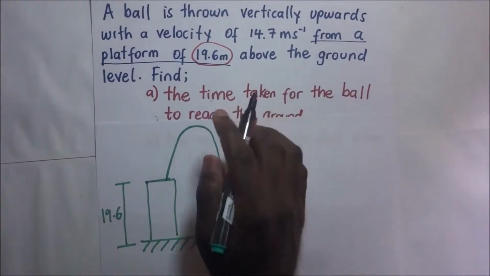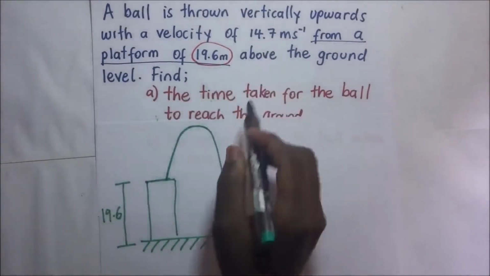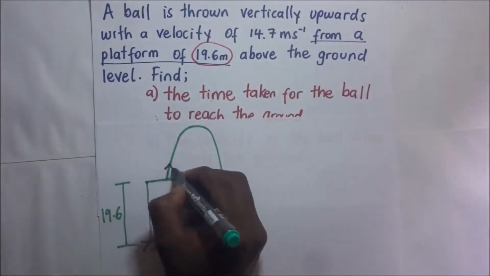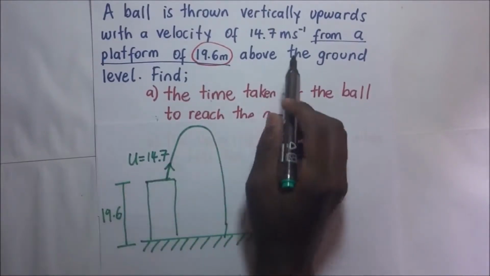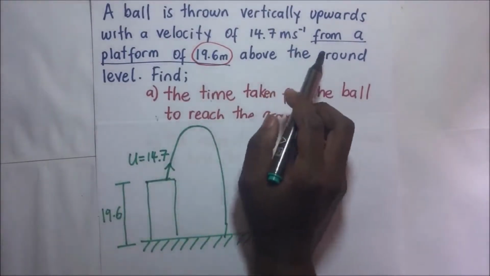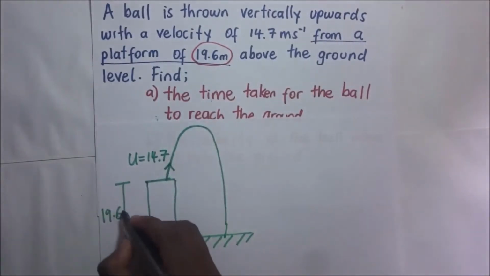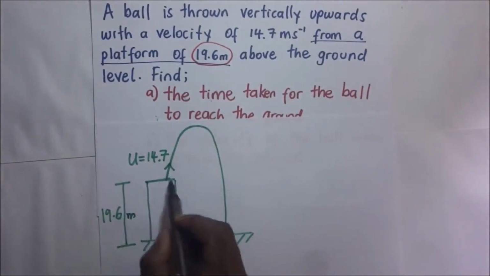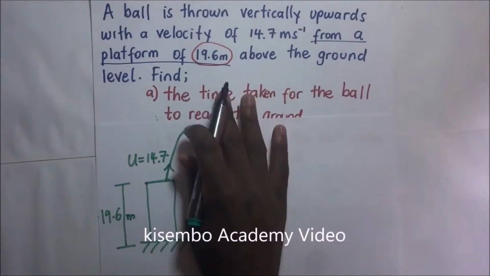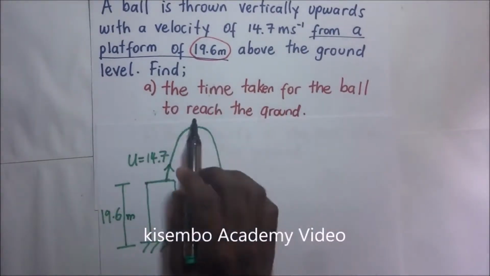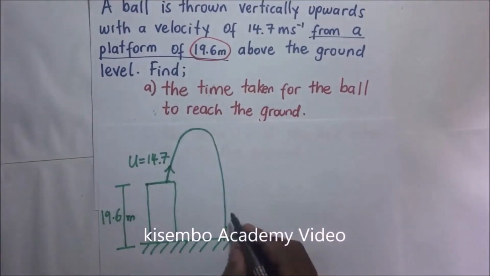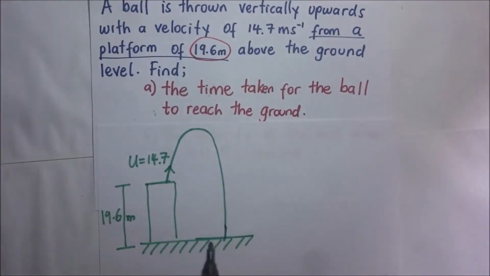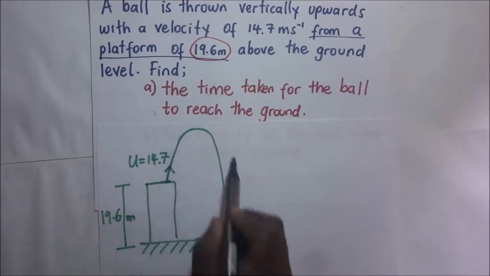So a ball is thrown vertically upwards with a velocity of 14.7 meters per second from a platform that is 19.6 meters above the ground. This is the ground. Then they're asking us to find the time taken for the ball to reach the ground. So the ball goes up, then it comes back down to the ground. How long is it going to take to move from here up to there?